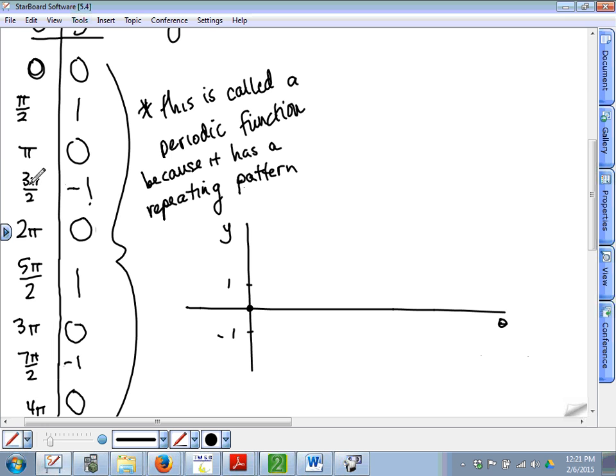And then we have a couple of things to plot here on the x-axis. We have pi halves, pi, 2 pi. The gap between them is pi halves of a unit, because we went a quarter of a circle, then a quarter of a circle, then a quarter of a circle. So then it goes 5 pi halves, 3 pi, 7 pi halves, 4 pi.